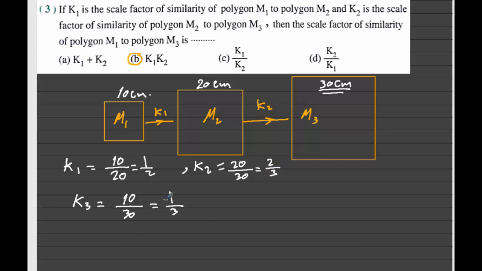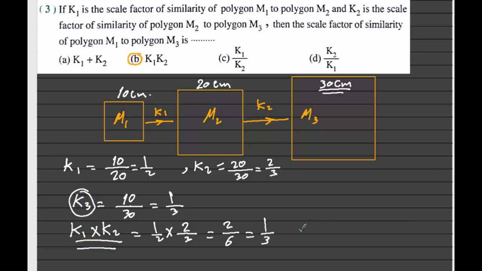Okay, how do we get 1 over 3 from these two factors? If you multiply K1 by K2, it is equal to 1 over 2 multiplied by 2 over 3, and the result equals 2 over 6, which equals 1 over 3. So the scale factor of similarity of polygon M1 to polygon M3 equals 1 over 3. I get it from K1 and K2, multiplying K1 by K2. Here, notice that K3 equals K1 multiplied by K2. Then K3, the scale factor of similarity of polygon M1 to polygon M3, equals K1 multiplied by K2.